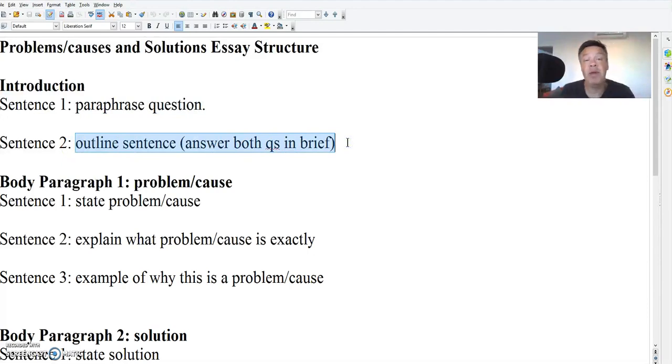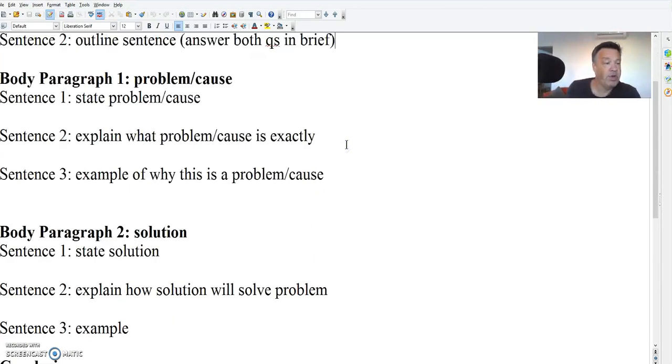In my view, the main problem is, or the main problem this causes is, however, a possible solution, a possible answer, a resolution to this problem could be, etc., etc. That's it. 2 sentences. That's all that we need. Then, body paragraph 1, problem cause. It says problem and cause here because it's exactly the same for a problem and solution.